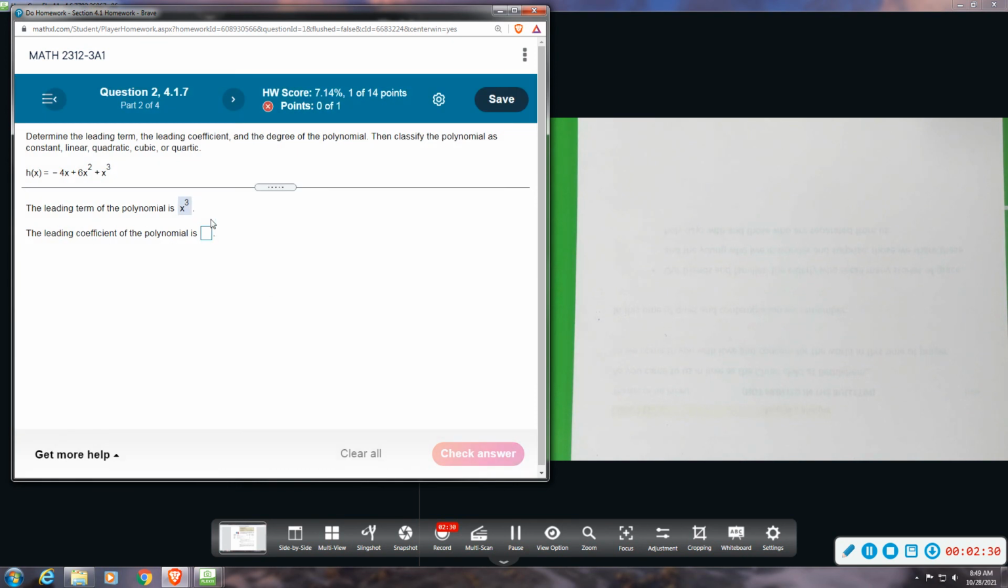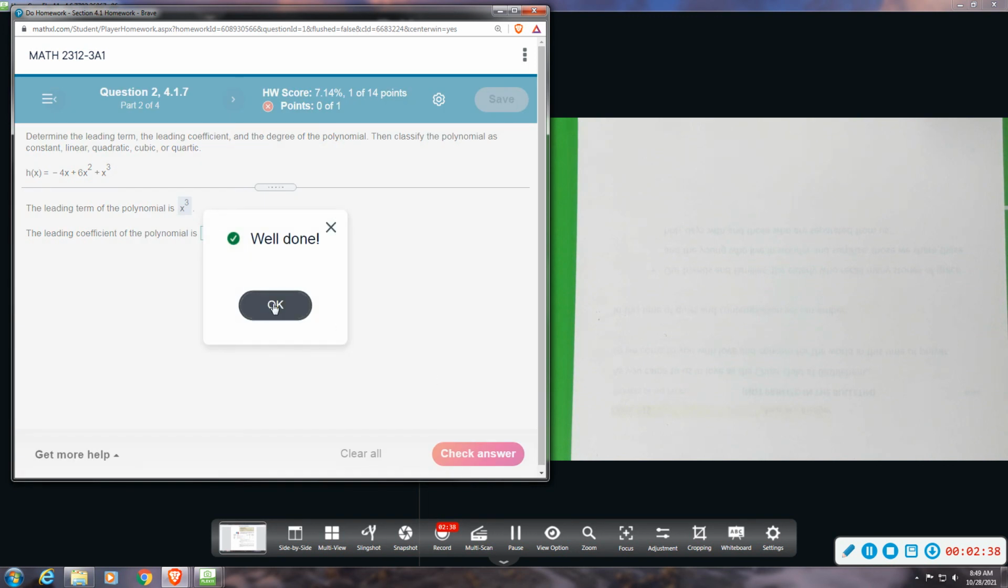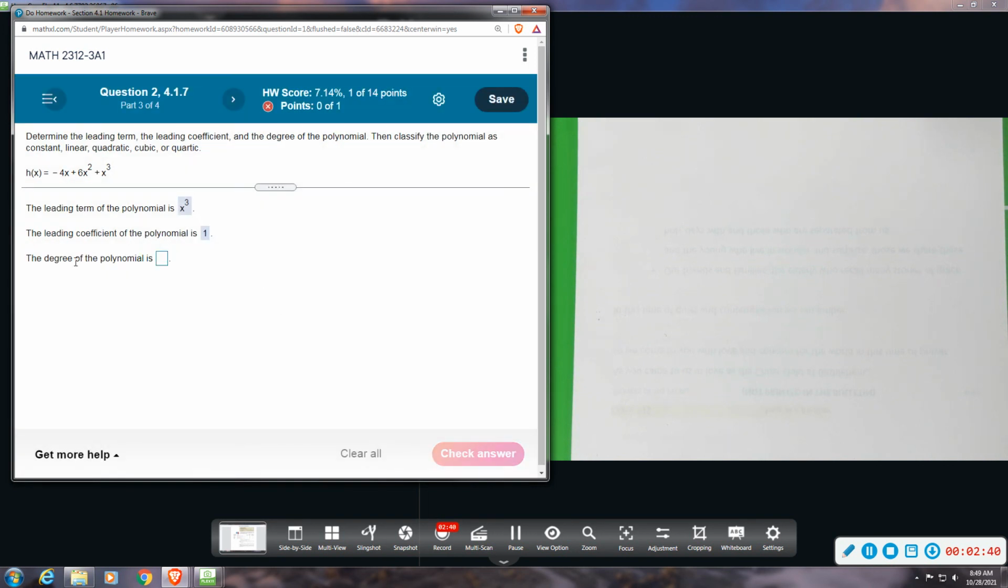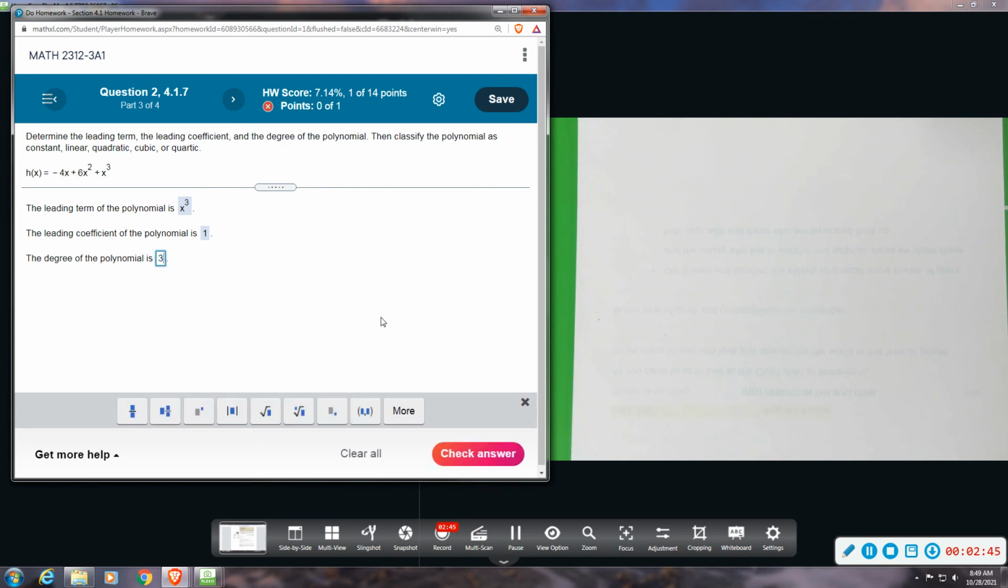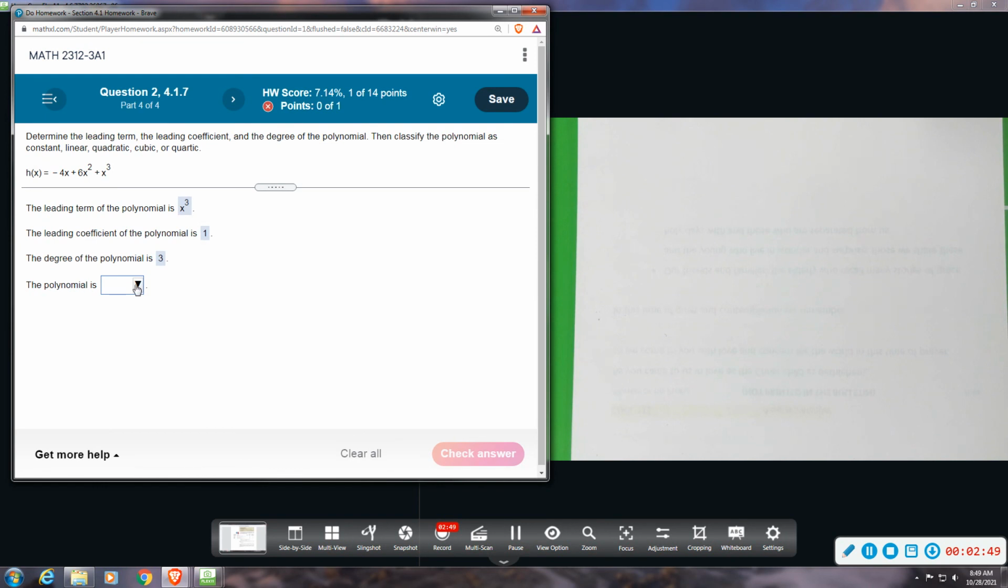The leading coefficient, so the number in front of here, there's no number showing, so it's an understood 1 because we do have that term. The degree is the exponent, so it'd just be a 3. And then the polynomial, the name of it would be cubic. That was the name for a third degree.